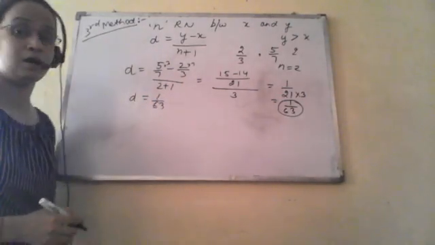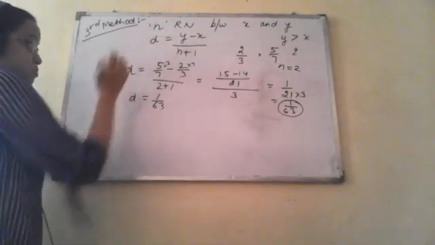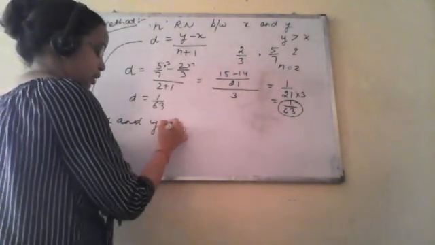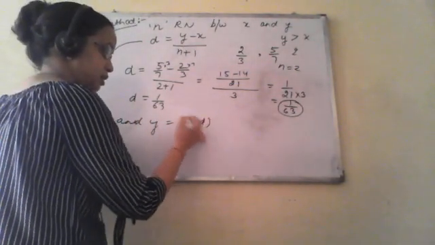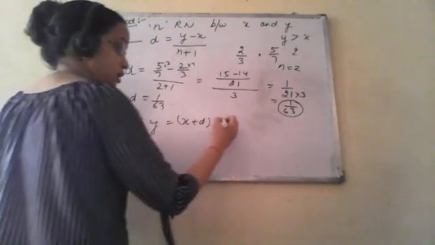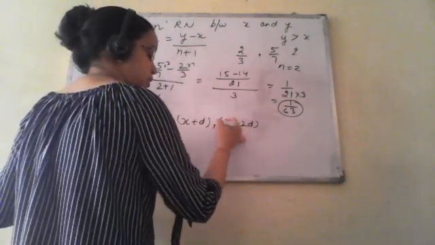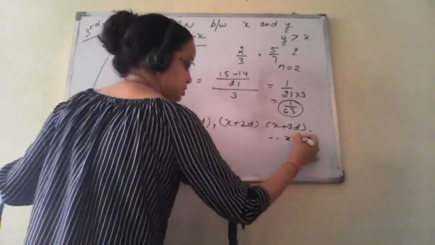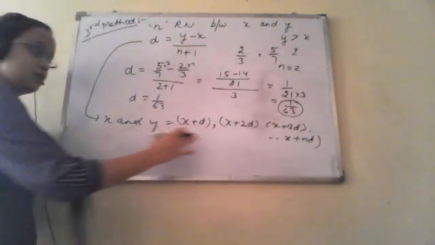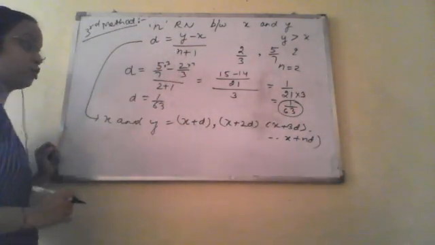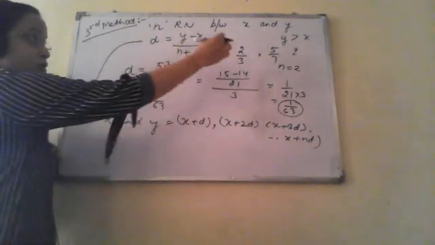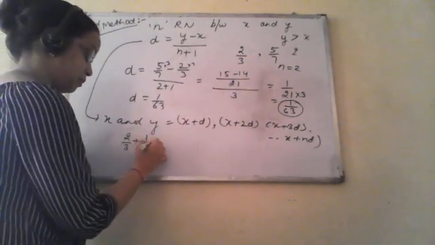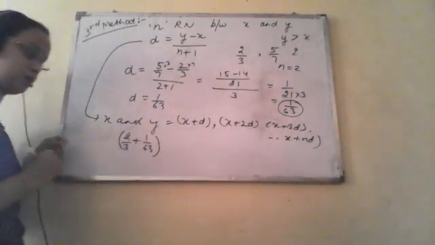Now how do we find the rational numbers? If I come to the generalized part, the n rational numbers between x and y will be x plus d, x plus 2d, x plus 3d, up to x plus nd. These are the rational numbers between x and y. Now the value of x was 2 upon 3, plus d, that is 1 upon 63. So the first rational number will be this value.